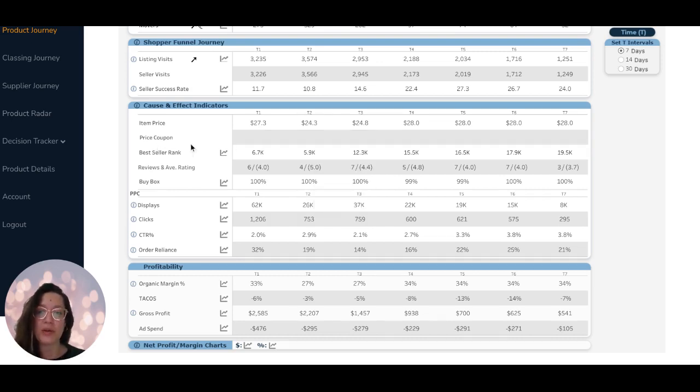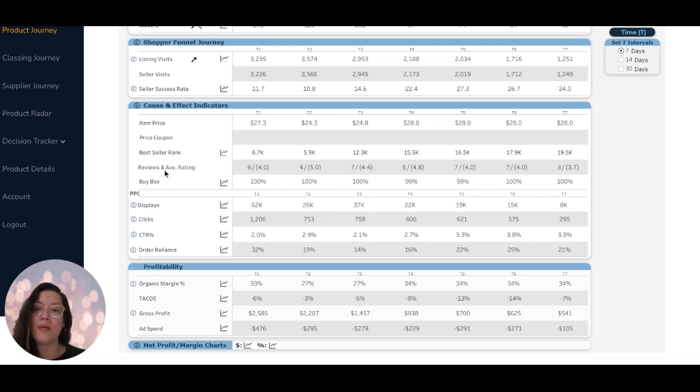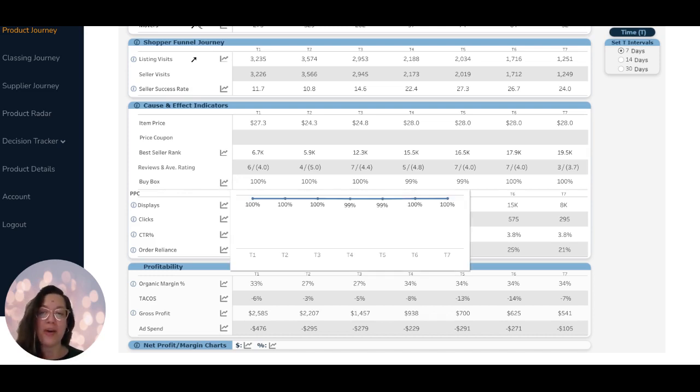Next, we have a price coupon, which would show up were there a coupon on it for this item. Next, we have the bestseller rank, and by hovering over the graph, we can see those numbers reflected in graph form. Reviews and average rating. And next, we have the buy box. By hovering over the graph, we can see the percentage of the buy box in graph form.